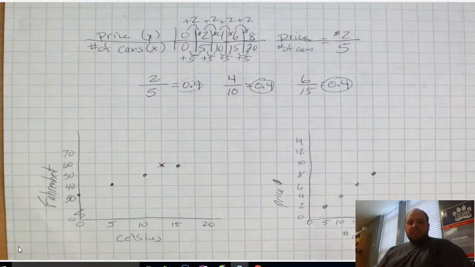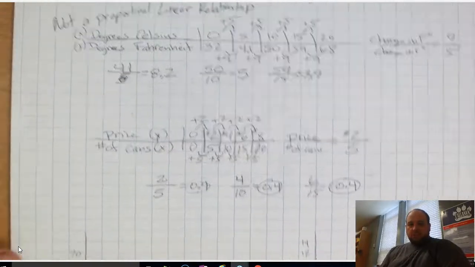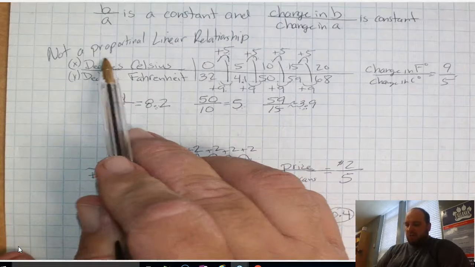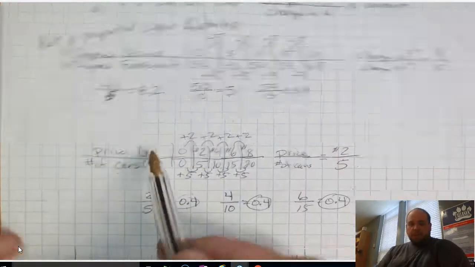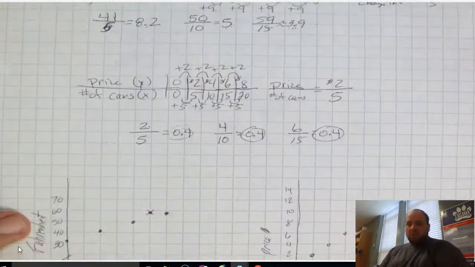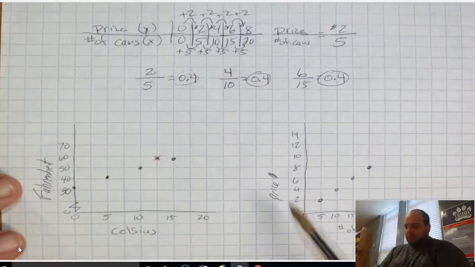So we just got done looking at proportional linear relationships. In the examples, again, I showed you one that was not a proportional relationship, and then I showed you an example that was. I just want to show you real quick on the graph what those would look like.